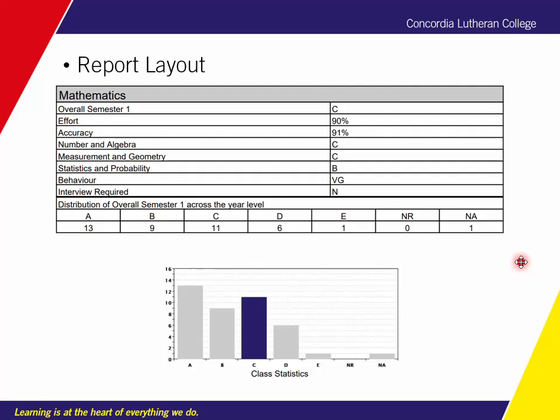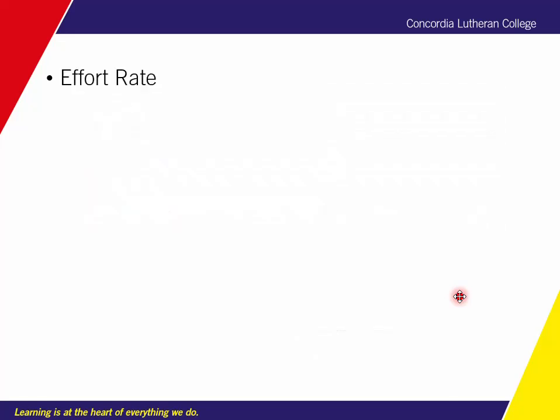Remember, just because your child gets a C doesn't mean that they're not doing their best or trying their hardest. So that is where the nice thing comes in with the effort and accuracy, because it actually shows you how much your child is applying themselves in mathematics.